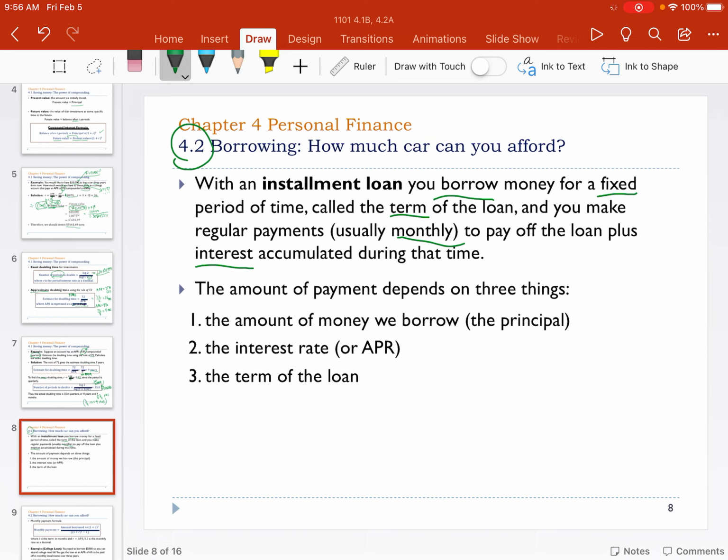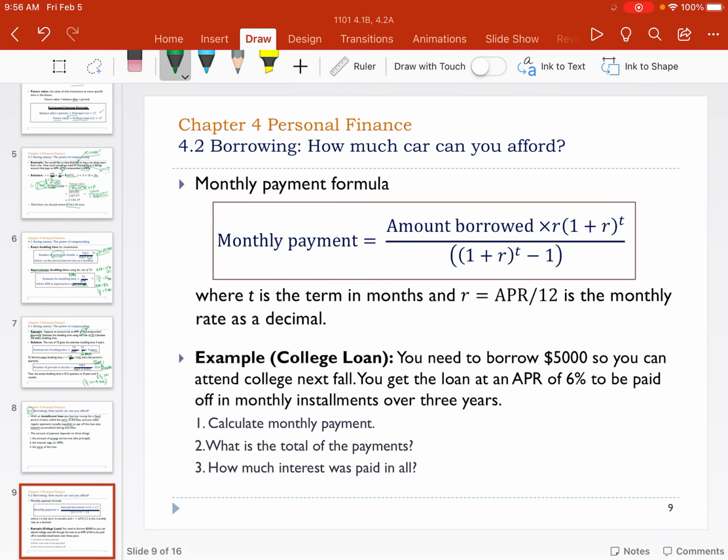Well, anyway, the amount of payment depends on 3 things. The amount of money we borrow, the interest rate, and then, of course, the term, the time period of the loan. So those are 3 factors. Well, that's nothing new. That's the same as earning money. But we're now going in the other direction, and now we're talking formulas. So this is why I've been talking about this kind of thing and all the layers of parentheses and stuff.